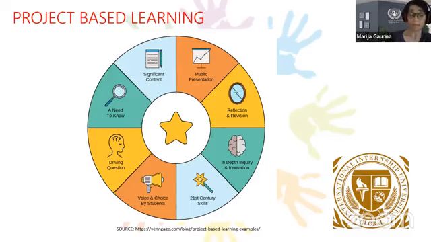And moreover, PBL encourages collaboration and communication, as students work in teams and must communicate to complete the project. This helps students develop important interpersonal skills that are essential to both academic and professional settings. It also promotes creativity and innovation, and students are encouraged to think outside of the box and come up with novel solutions to complex problems.